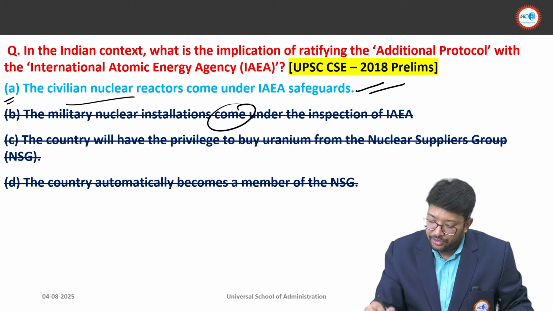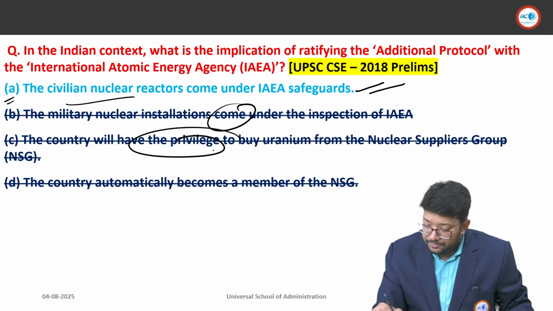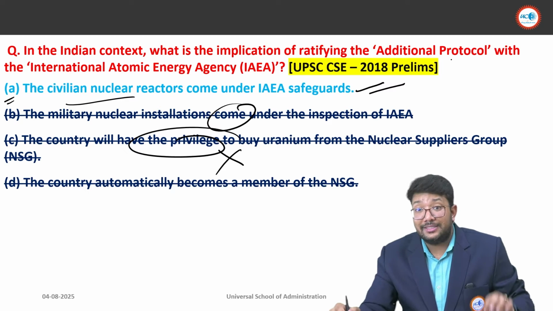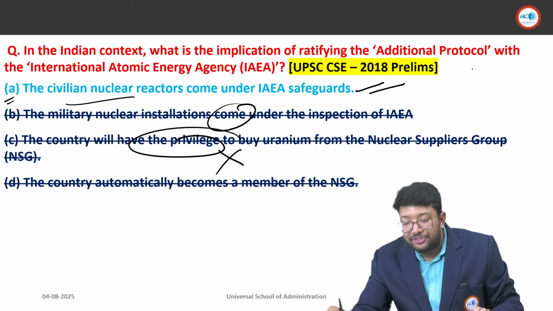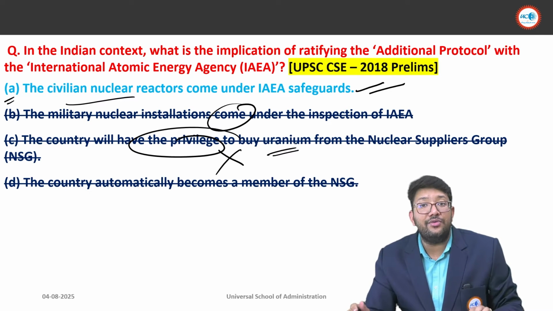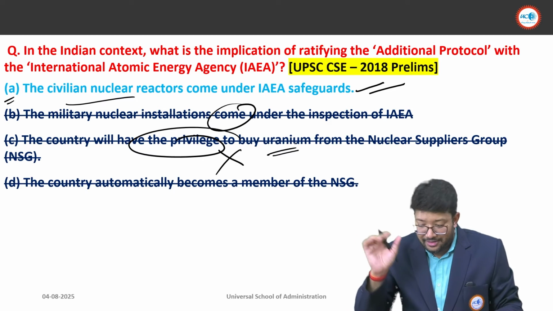Come under, do not come under. Okay, the country will have the privilege to buy uranium? No, not the privilege. See what is being said: if India is ratifying the additional protocol with the IAEA, it doesn't mean we can buy uranium from the Nuclear Suppliers Group.